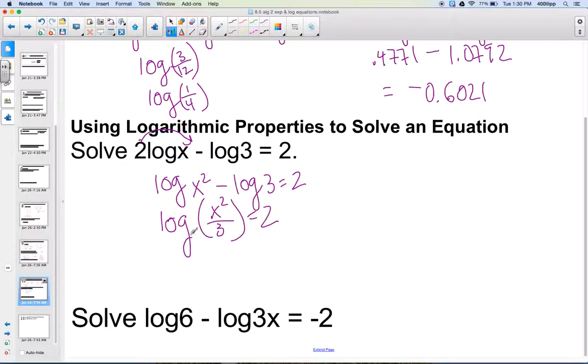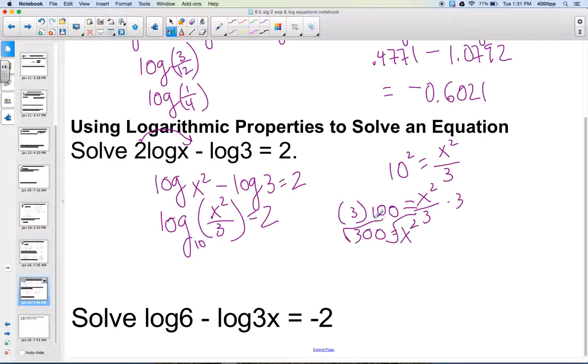And here, notice there's no base written in, so it really has a base of 10. So that will be 10 squared is equal to x squared over 3. And 10 squared is 100, so 100 is equal to x squared over 3. Multiply both sides by 3, and we get 300 is equal to x squared.